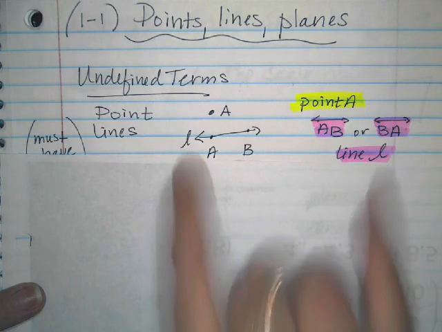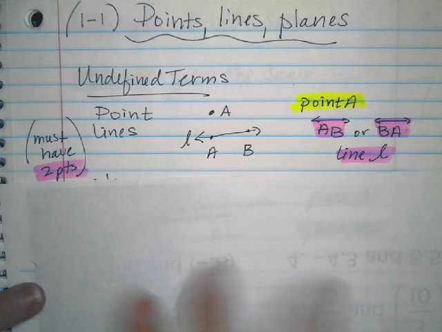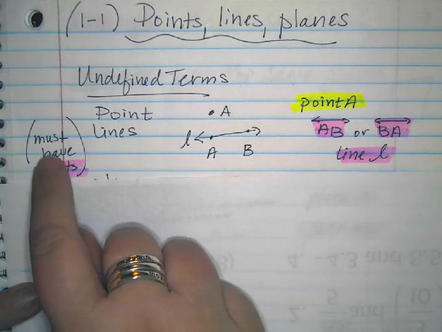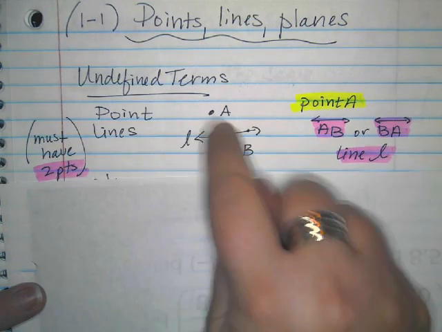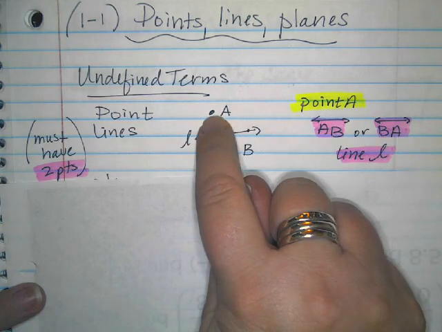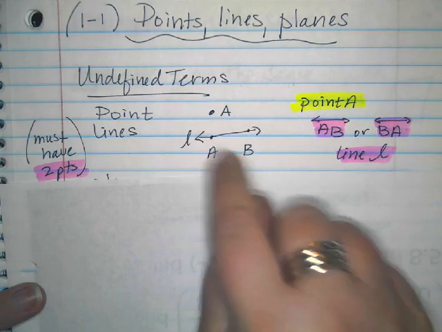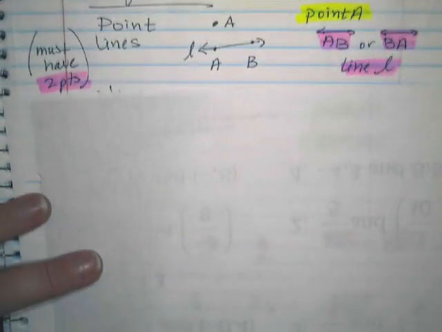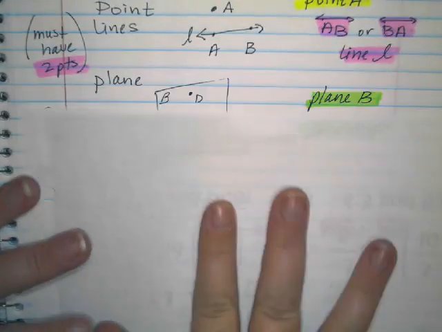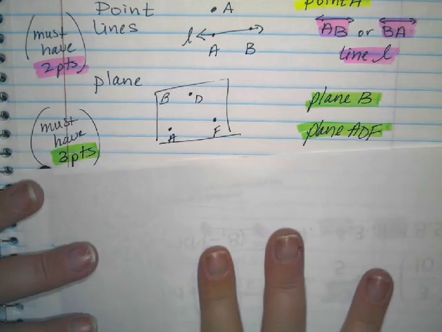And the thing about lines that's super important is that they must have 2 points. I can't name a line only having 1 point, like right here. I can't just have a point and then say I have a line. I have to have 2 points in order to establish a line. Big, important situation there.